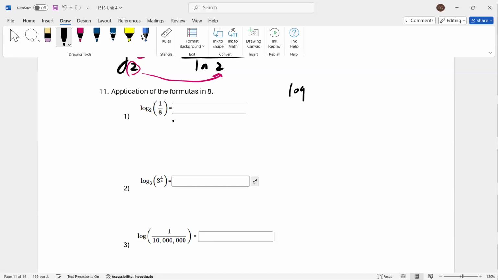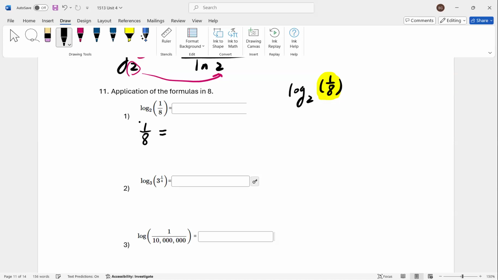Evaluate this expression. You might wonder, could I use the change of base formula? Yes, you could. But we don't need to, because we have better formulas to apply. Why? Because the base 2 and the argument 1/8 are somehow related. We are able to write 1/8 as a power of 2. 1/8 is the argument, right? Base is 2. We can write the argument 1/8 as a power of 2.